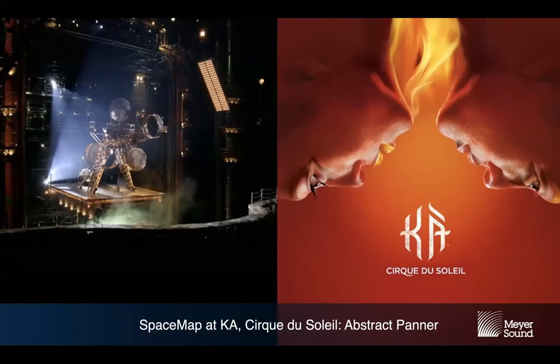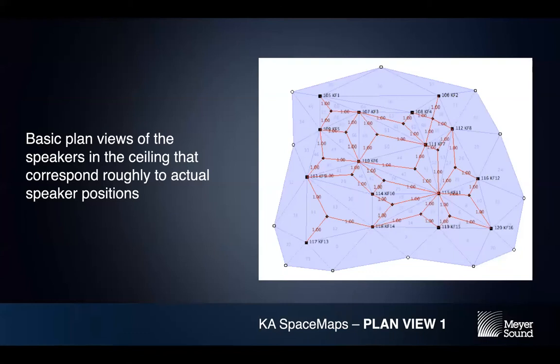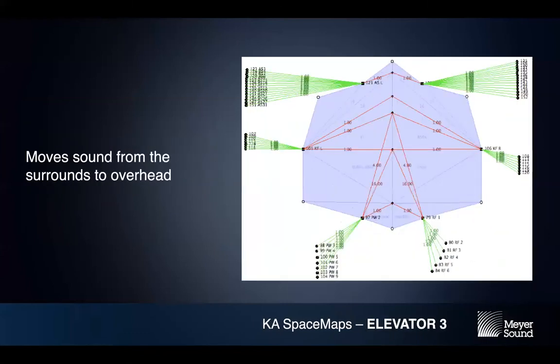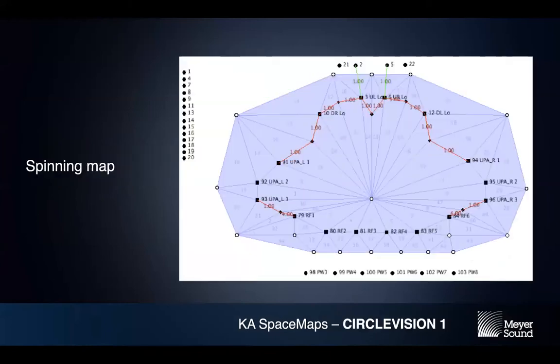But Spacemap really grew up in live theater in shows like Ka, for instance, Cirque du Soleil, that was still up and running up through when the pandemic hit. Here are just some different Spacemaps at Ka that show the flexibility, and with a single system, how you can create different Spacemaps to control the system in different ways.